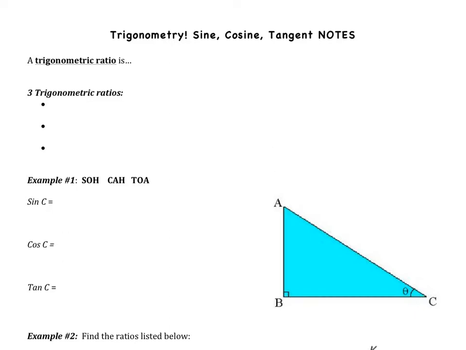So we first should probably talk about, well, what is trigonometry? A trigonometric ratio is a ratio of sides in a right triangle. There's three ratios. You could see them in the title.